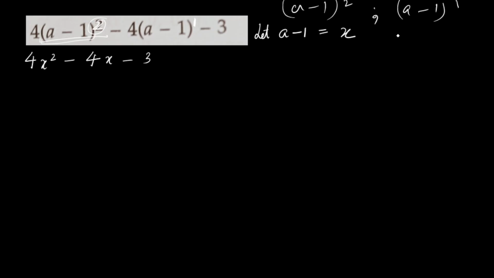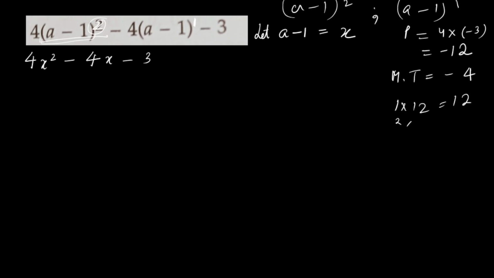So let's start. First of all, let's write down the product. So the product of first and last. First one is 4, last one is minus 3. So their product is equal to minus 12. Middle term is equal to minus 4. Now 12's factors we know already. 1 into 12 is 12. 2 into 6 is 12. 3 into 4 is also 12. See, from here we have to decide.